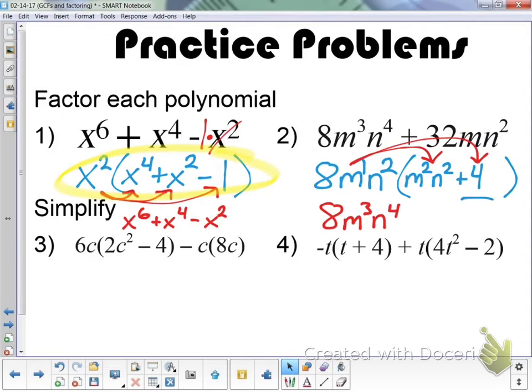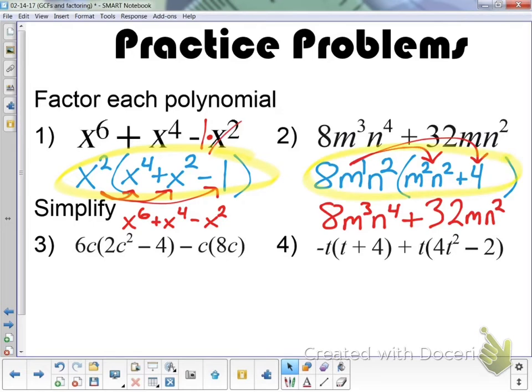And then now look at your second term, the plus 4. 8 times 4 is 32. But since there weren't any variables to multiply your m and n with, then you just bring along the m1 and the n2, and that's the final answer.